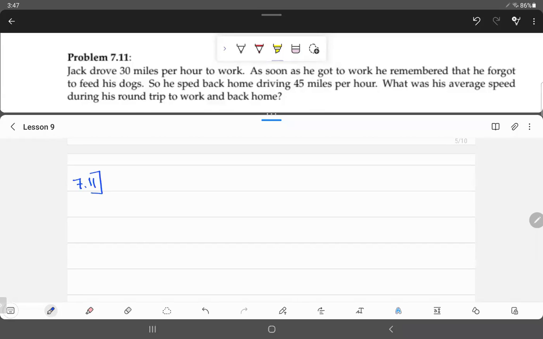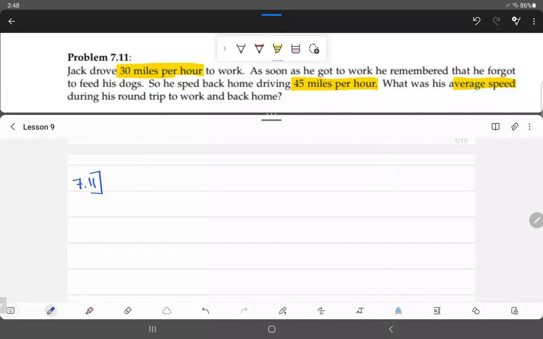Jack drove 30 miles per hour to work. As soon as he got to work, he remembered that he forgot to feed his dogs. So he sped back home driving 45 miles per hour. So different rates, right? What was the average speed during his round trip to work and back home?